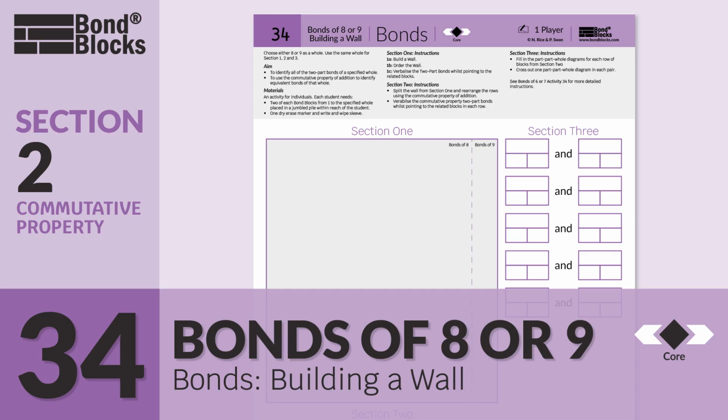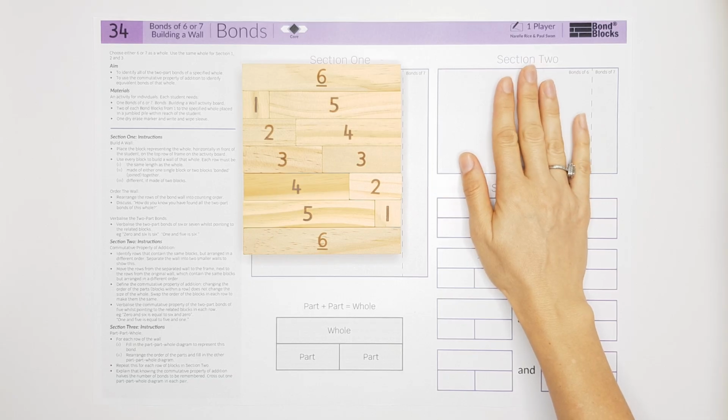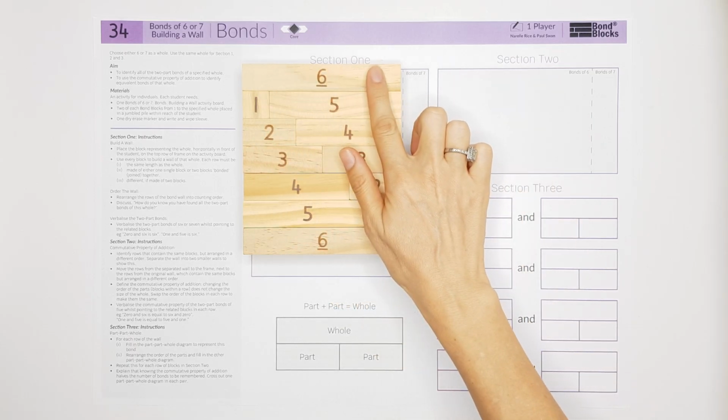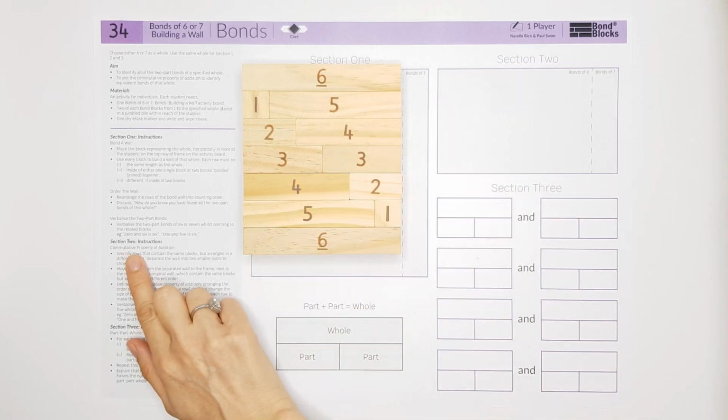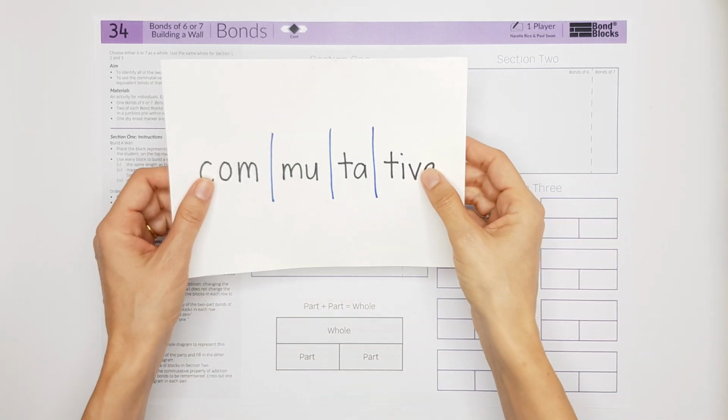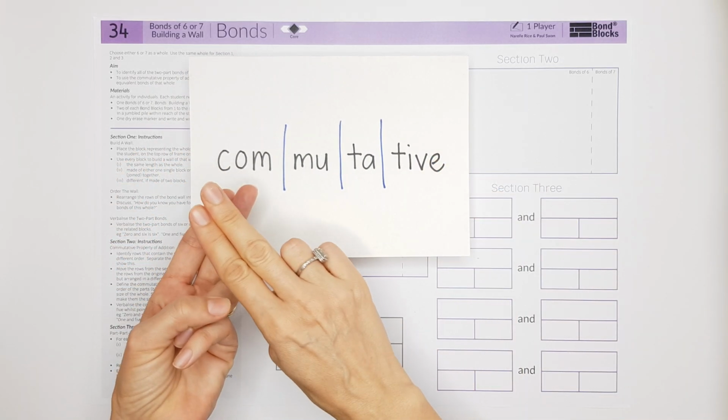Welcome to section 2 of activity 34. This means it's the second lesson in the week for this activity and we are still using the whole of 6. In section 2 we are looking at a property of addition called the commutative property.